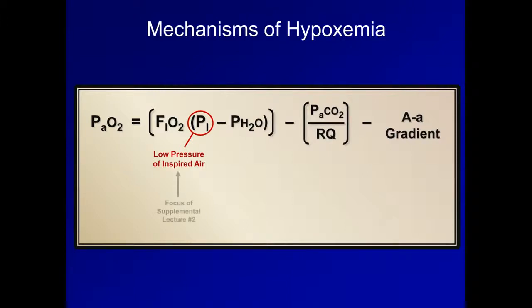This is the entire focus of supplemental lecture number 2 of this course, and given its rarity in clinical practice, we won't discuss it further here. Next, the partial pressure of arterial CO2 can be high. This is more commonly and succinctly known as hypoventilation, and the specific etiologies of hypoventilation are the entire focus of lecture number 11 on respiratory acidosis.